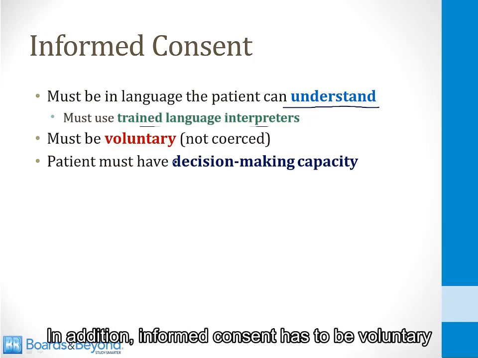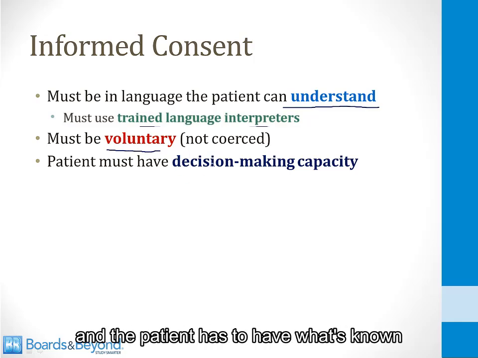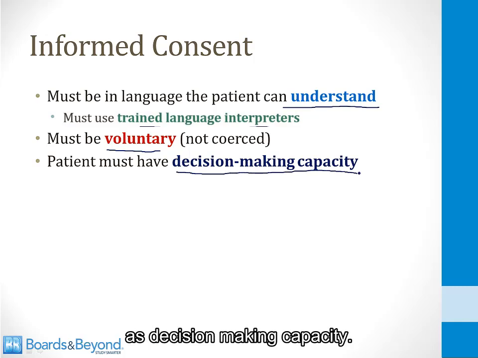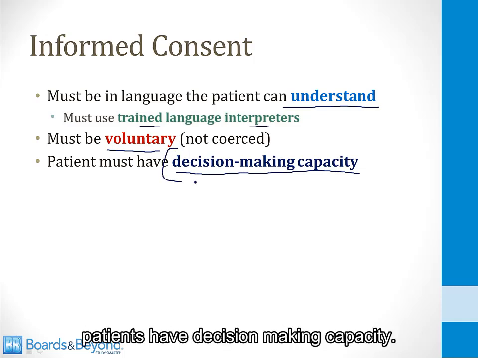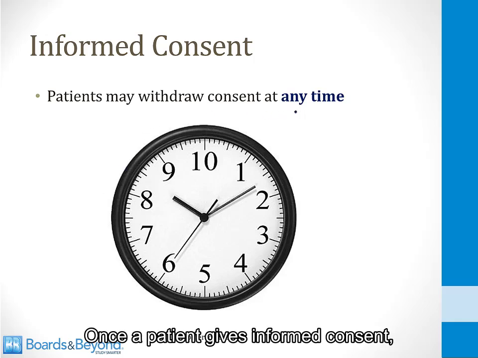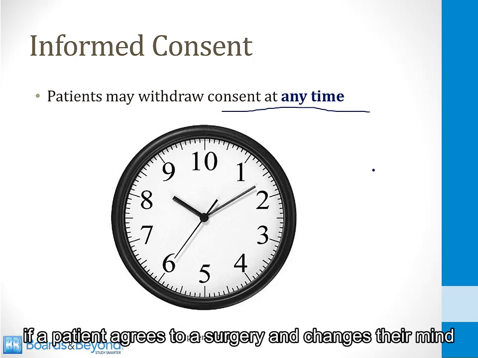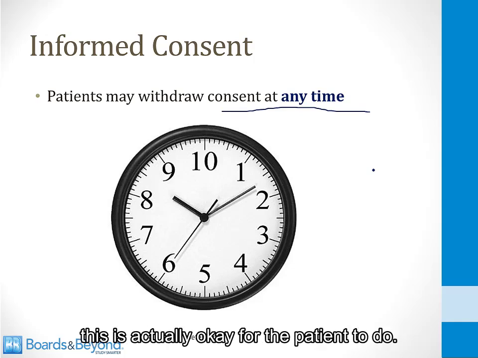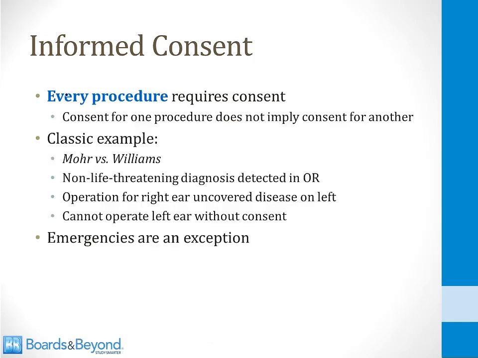In addition, informed consent has to be voluntary. The patient can't be coerced, and the patient has to have what's known as decision-making capacity. And in a separate video, I talk about how to determine whether or not patients have decision-making capacity. Once a patient gives informed consent, they can withdraw it at any time. So in a board question, if a patient agrees to a surgery and changes their mind as they're being wheeled into the operating room, this is actually okay for the patient to do. We have to respect their autonomy and allow them to withdraw their consent.